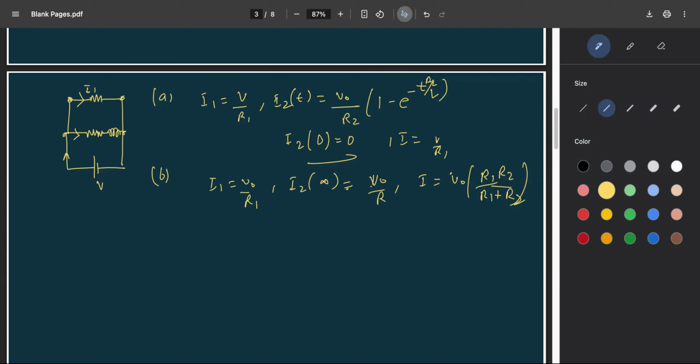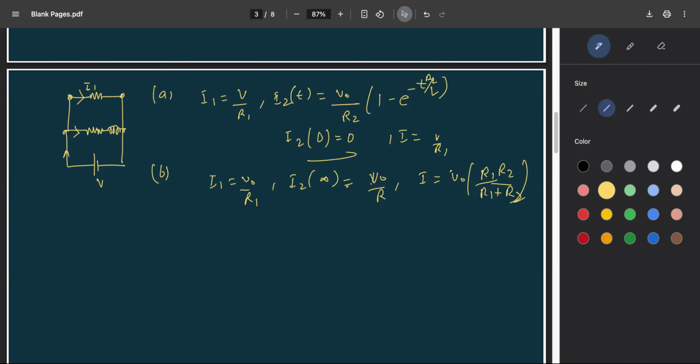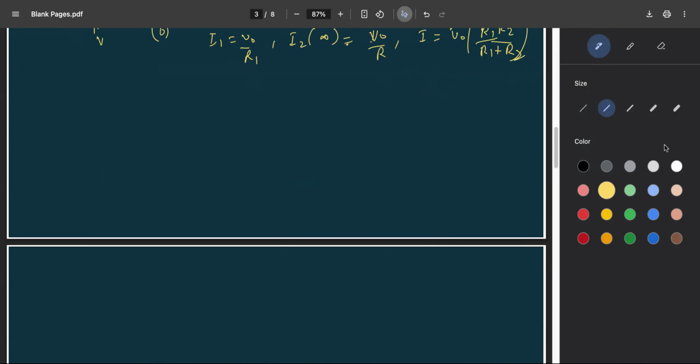Okay, so this is the thing we can discuss now. Let's say I'm giving you another situation. This is switch one. There's an inductor in between. There's another switch.